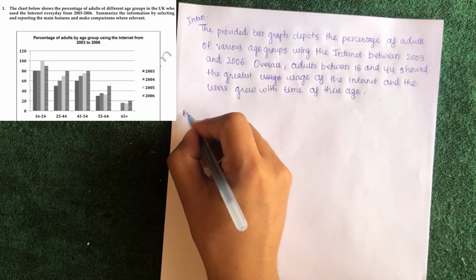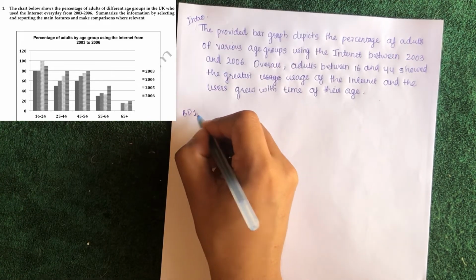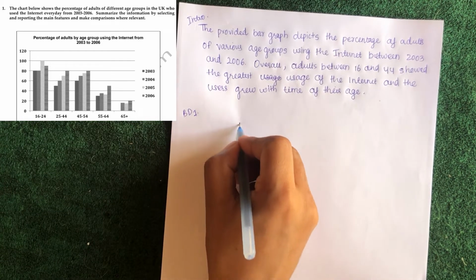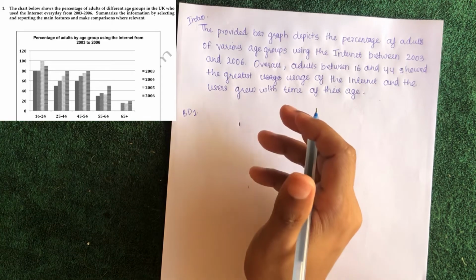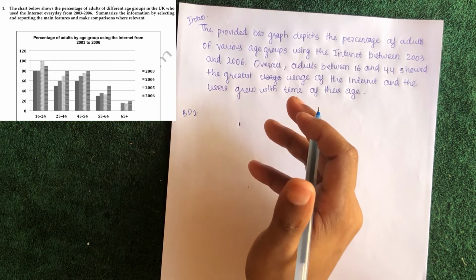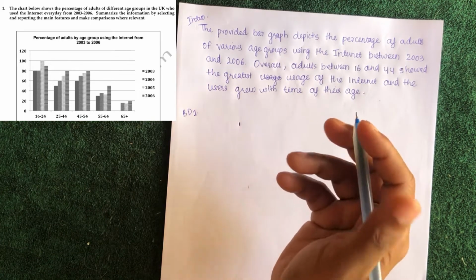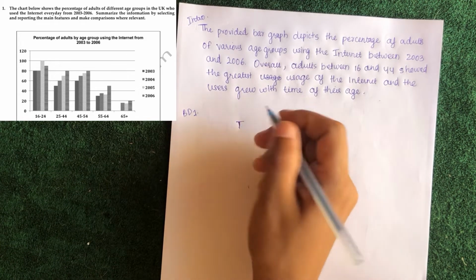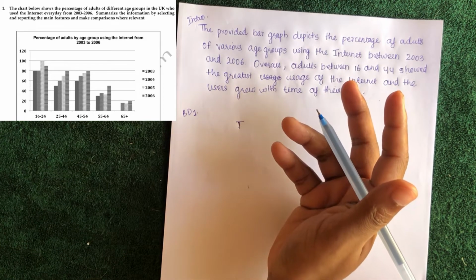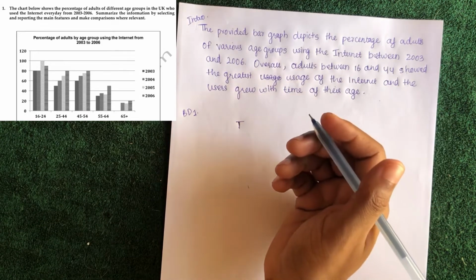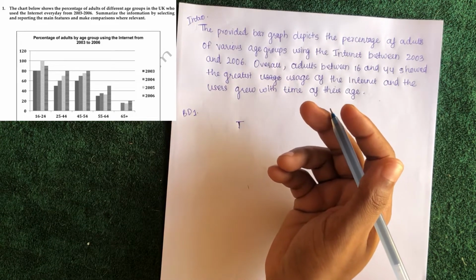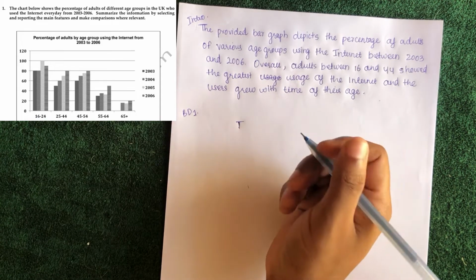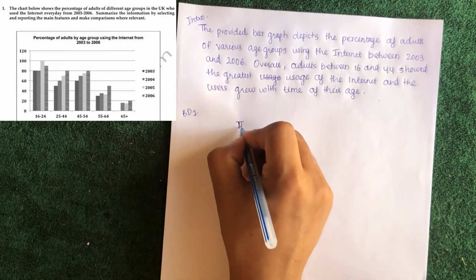Now body 1. We'll leave a gap and start from here. First of all, we'll start with the 16 to 24 age group. I will say the main users of the internet were young adults, right? They were around 16 to 24 years. We'll write it down.